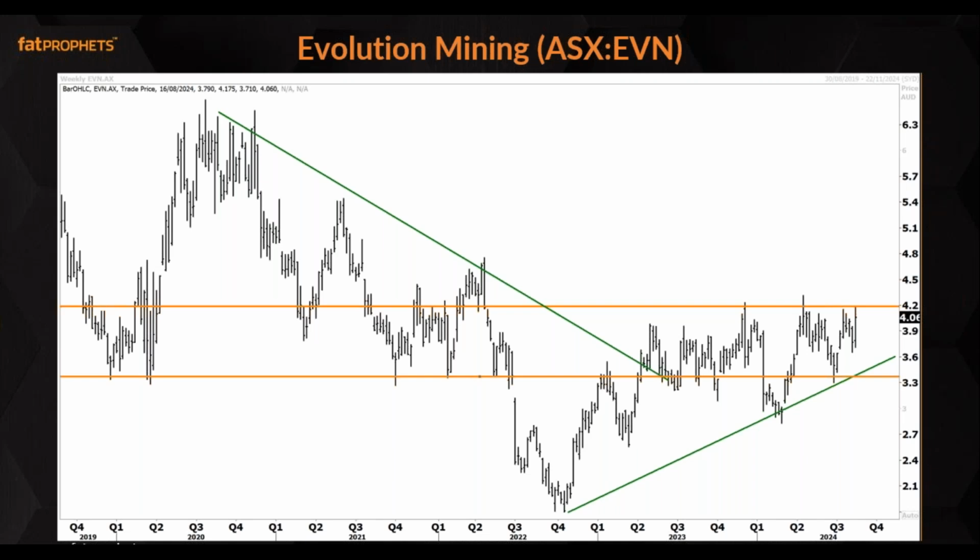And I'd expect this to become a big floor now for the stock and for topside momentum to continue and reassert. I think the next plausible targets are $4.80 and sort of $5.40, looking further out into next year for Evolution.